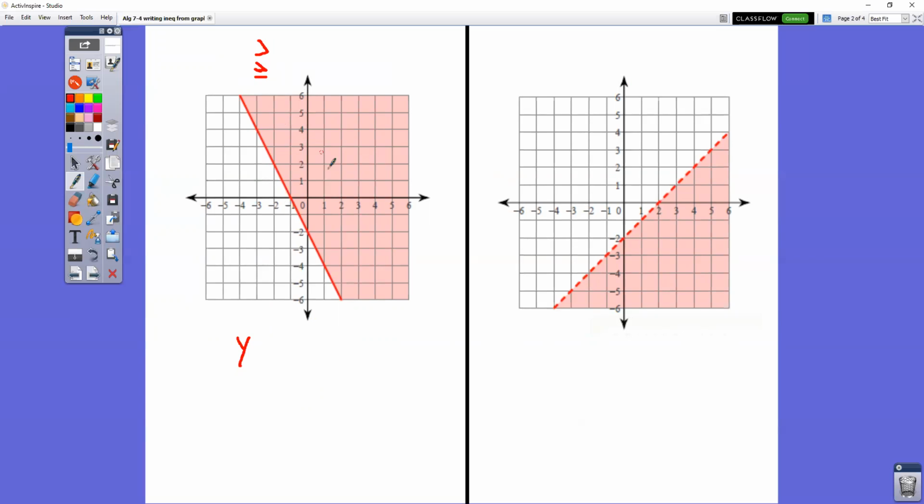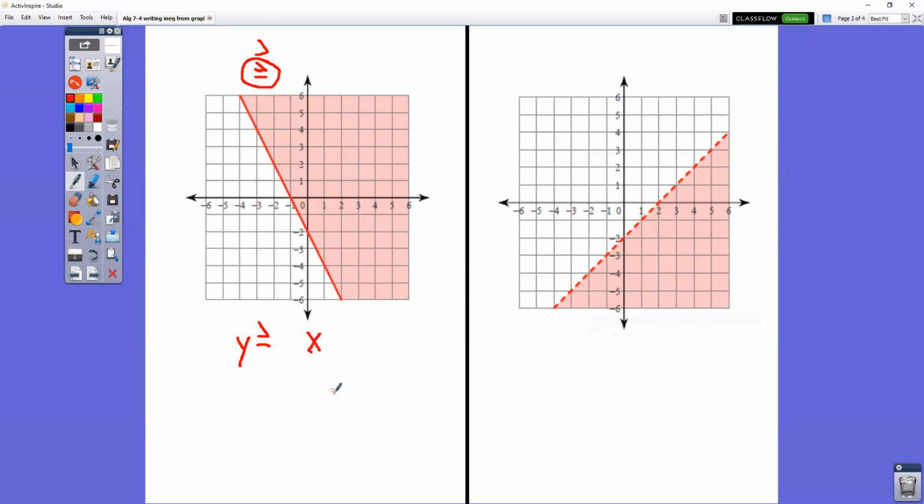Now, how do I tell the difference whether it's greater than or equal to? You need to take a look at the line. When I take a look at this line, I see a picture of a solid line. Therefore, it has to be greater than or equal to. Whenever you see the picture of the solid line, just like we have on our graph, you're going to have a solid line in your inequality. So right now we have y is greater than or equal to, and now we need something else.